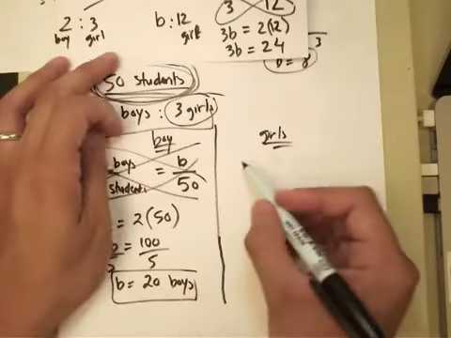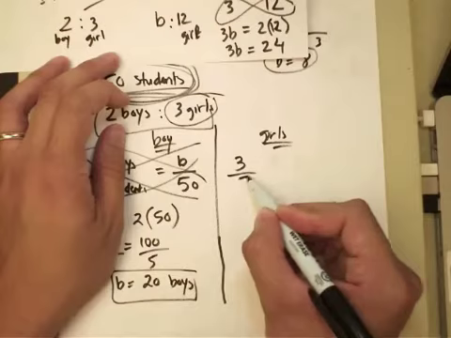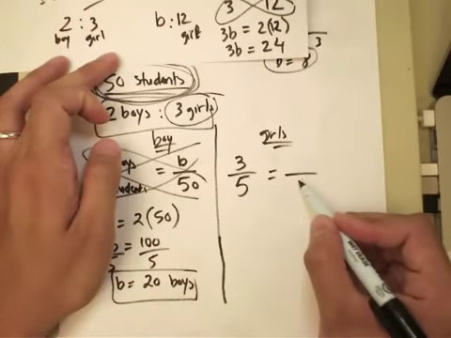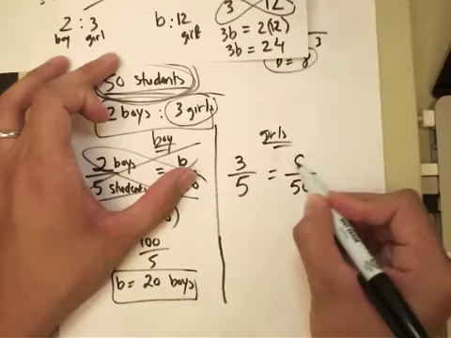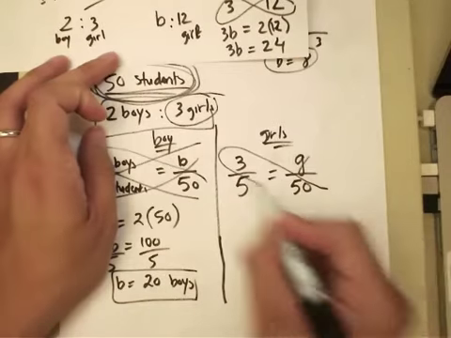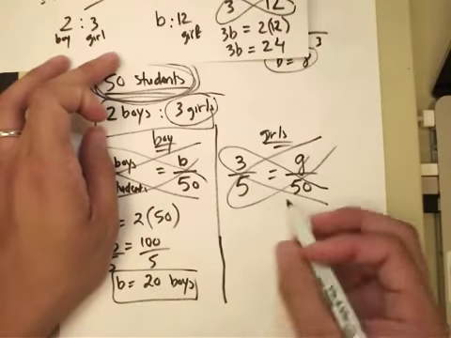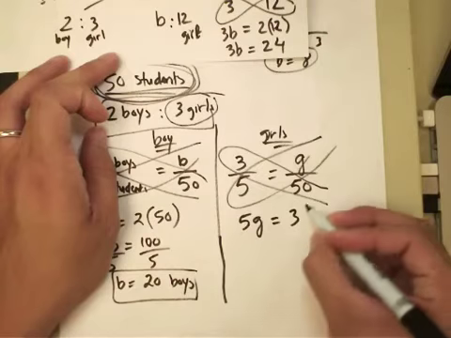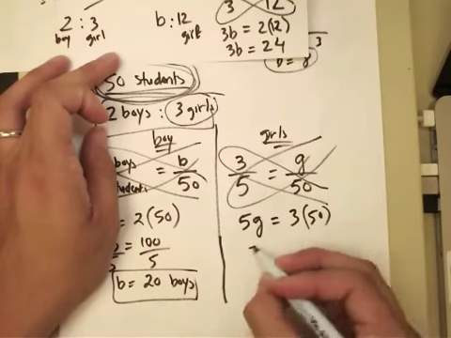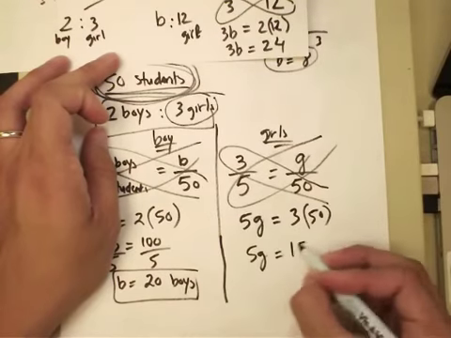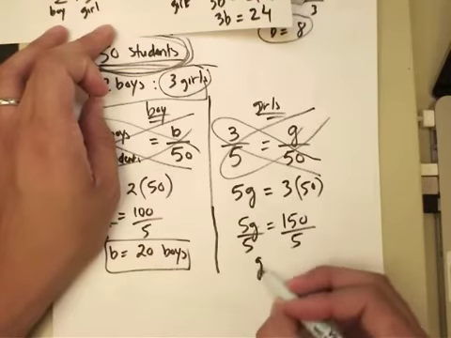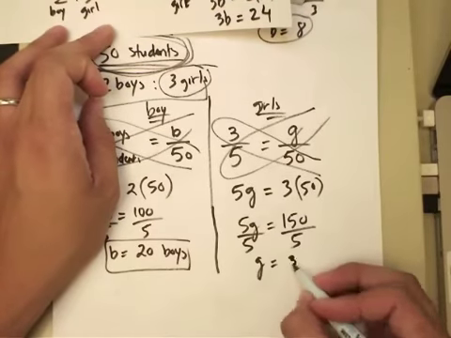So here it's going to be 3 girls out of 5 students. And once again, I want to find out how many girls I will have out of the 50 students. So I'm going to do the same thing, cross multiplication. You have 5 times G, or girls, equals 3 times 50. You have 5G equals 150, divided by 5 on both sides. Girls now is going to be 30.